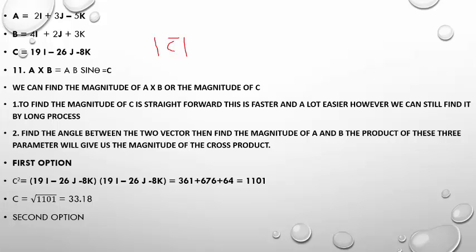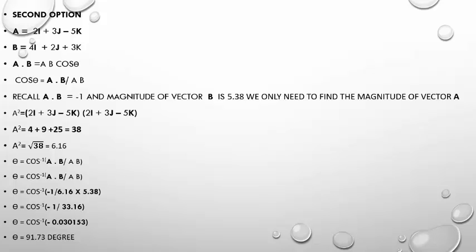Let's look at the second option. Our second option is we want to use AB. A dot B is equal to AB cosθ. The first thing we have to do before we can do this is to find the angle between them. So in finding the angle between vector A and B, we will go back to the dot product. If we get to the dot product, we are going to get what is theta.